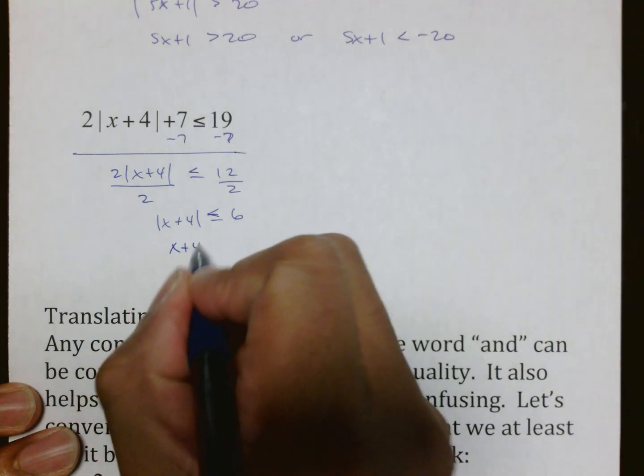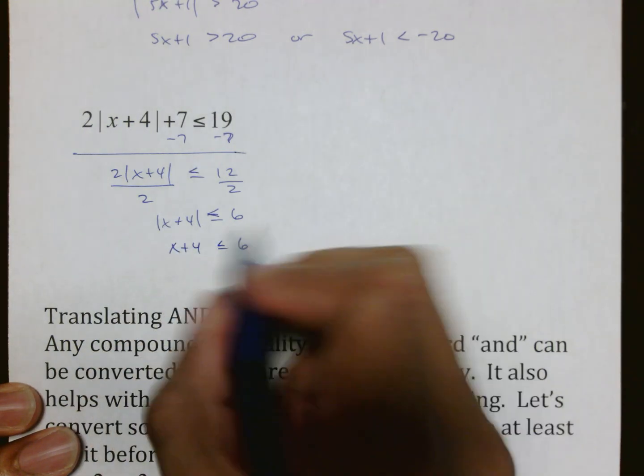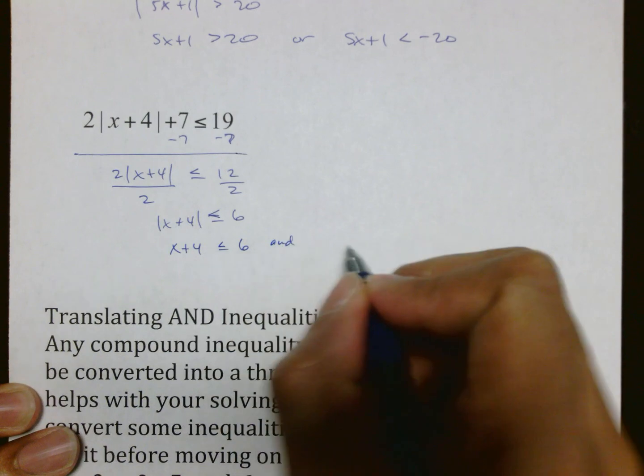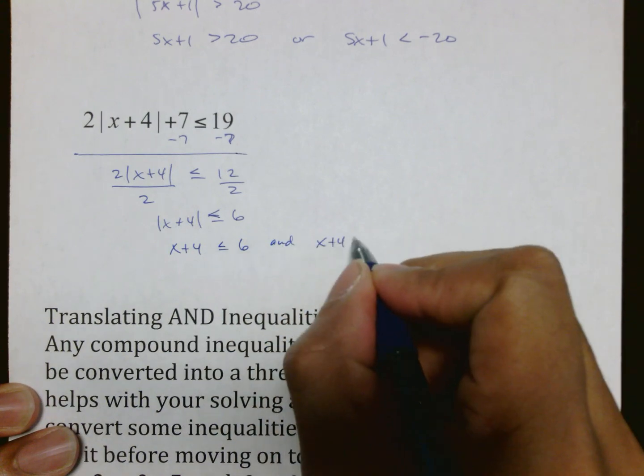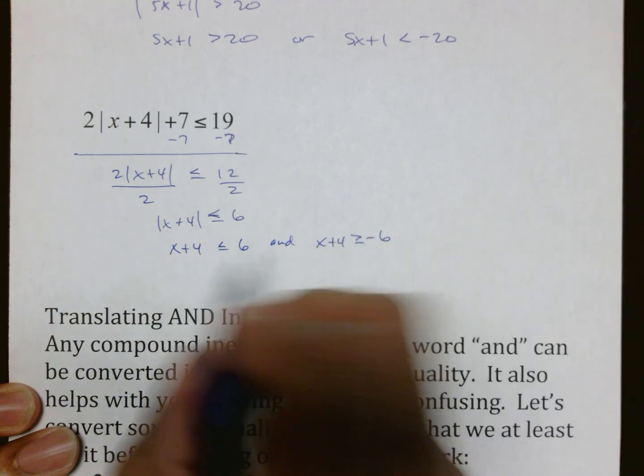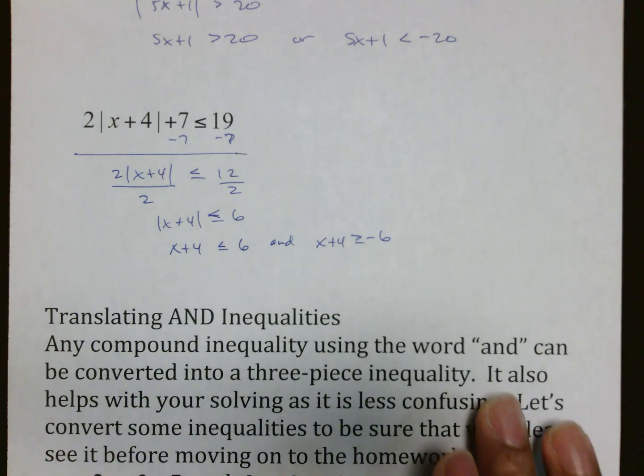So again, you end up with x plus 4 less than or equal to 6. That is obviously pointing at the word "and." x plus 4 greater than or equal to negative 6. Just don't forget to switch the sign. Alright.